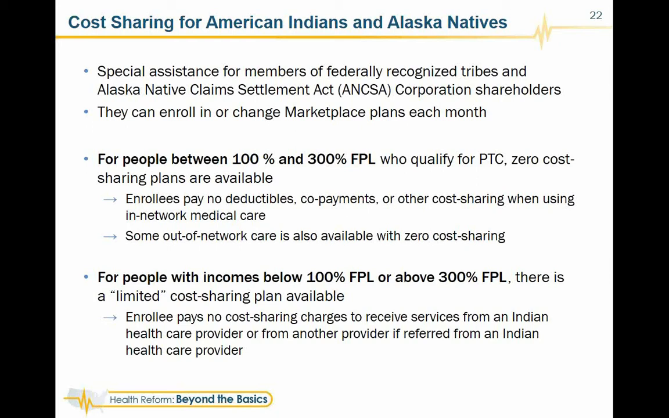And then for people with incomes below 100% FPL or above 300% FPL, there is a limited cost sharing plan available. Under those plans, the eligible person pays no cost sharing charges to receive services from Indian healthcare providers or from another provider if they are referred to that provider from an Indian healthcare provider. So I will stop there.